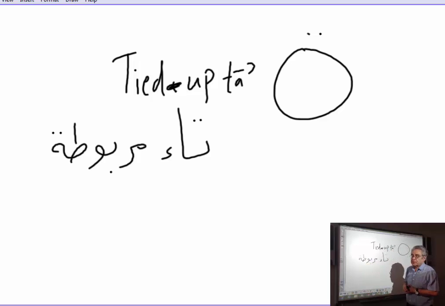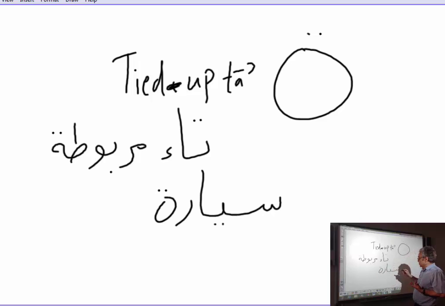The Ta marbuta, we use at the end of words. And the reason we use it, in most cases, is to indicate that the noun or the adjective is feminine. For example, if I say sayyara, in the spoken language I don't put the ta. You can hear sayyara.